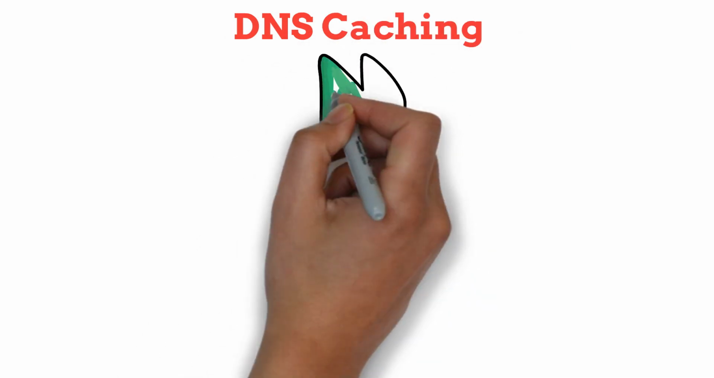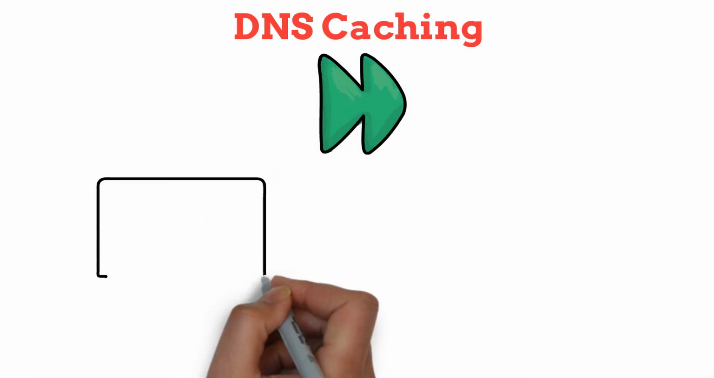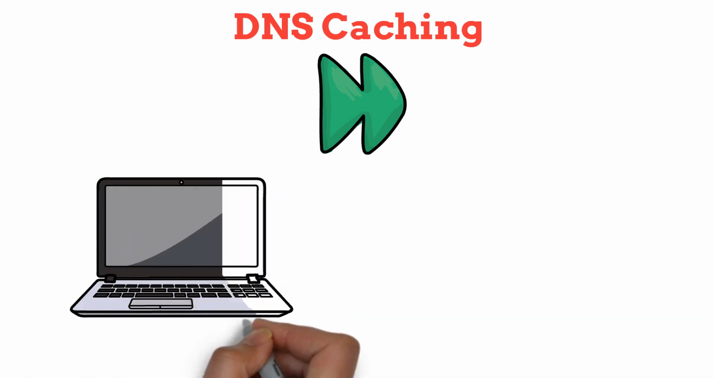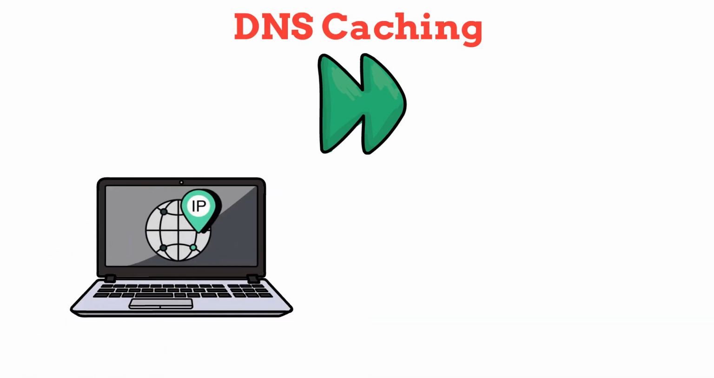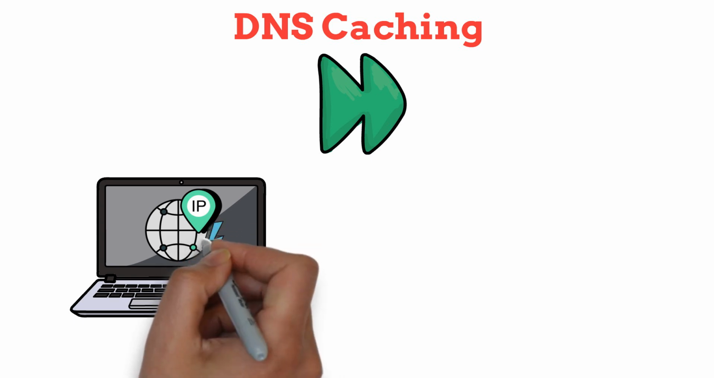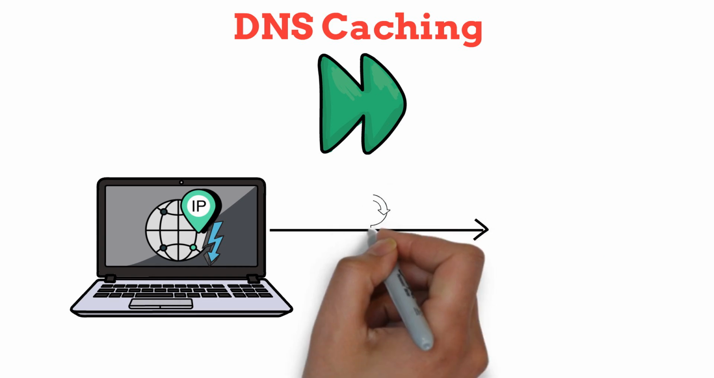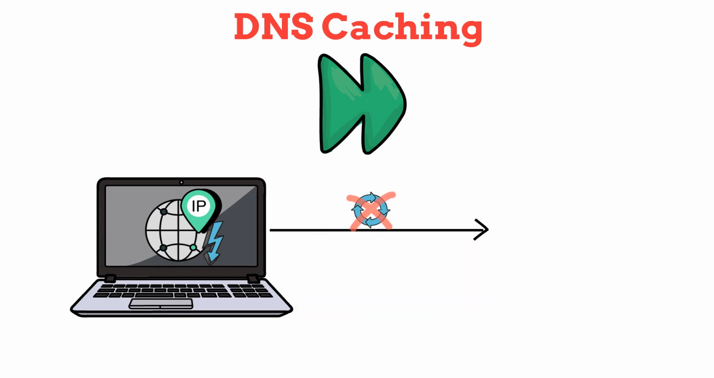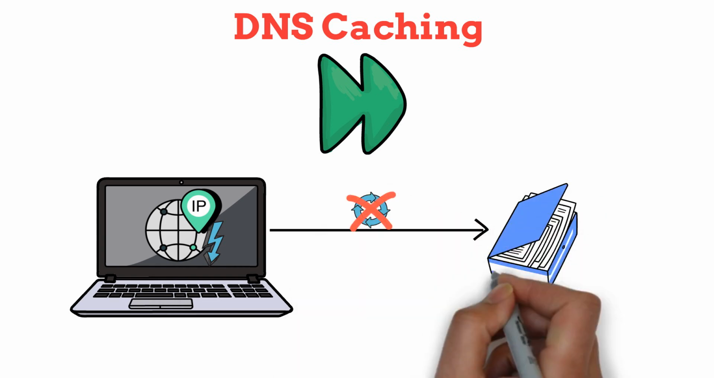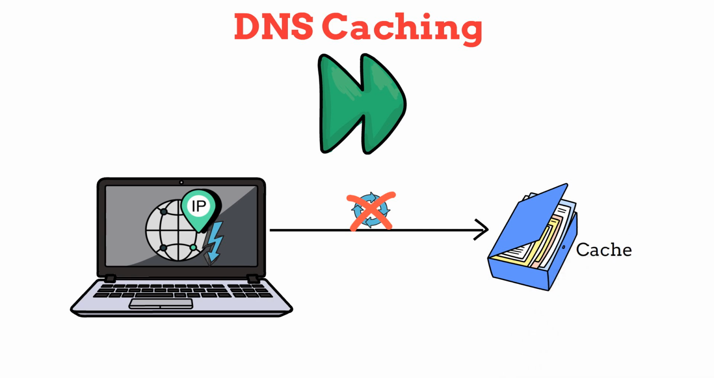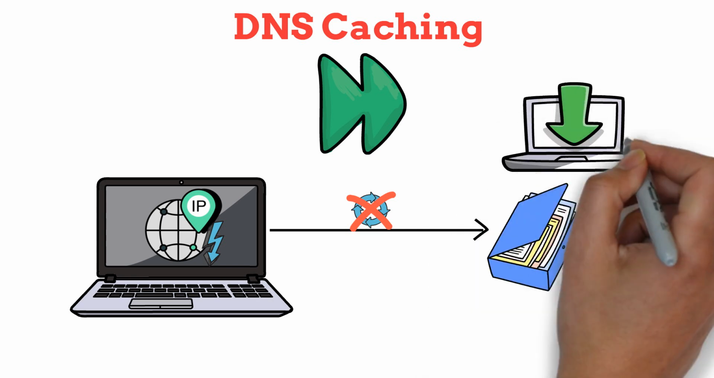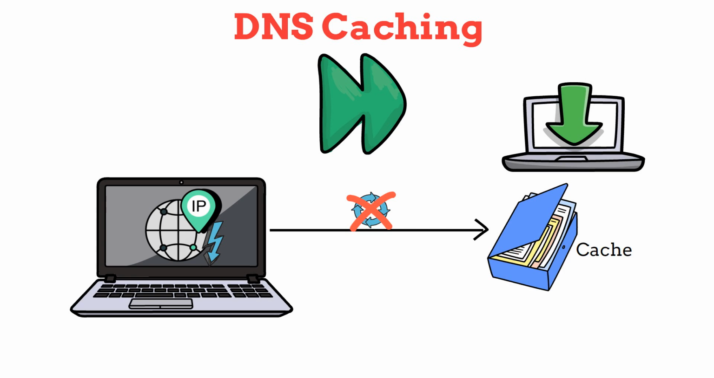Now, here's something cool. DNS caching speeds up the process. Your browser, computer, or even your internet service provider stores the IP addresses of websites you've recently visited. So, if you visit the same site again, the DNS resolver doesn't need to repeat the whole process. It just pulls the info from the cache. That's why pages load faster the second time you visit them.